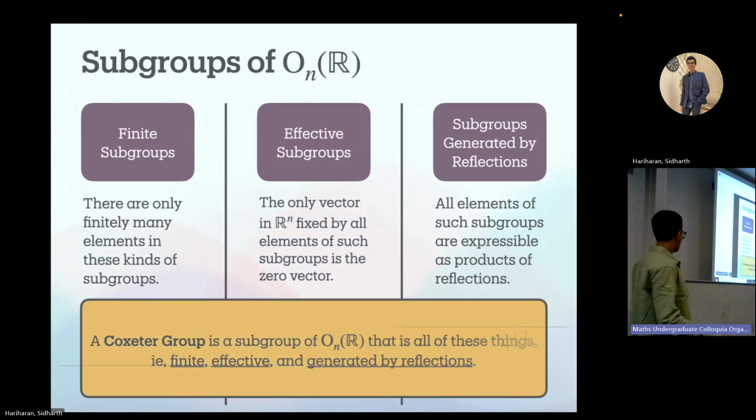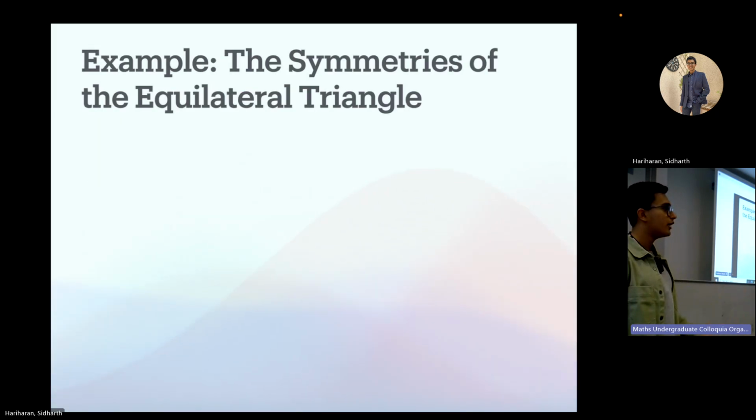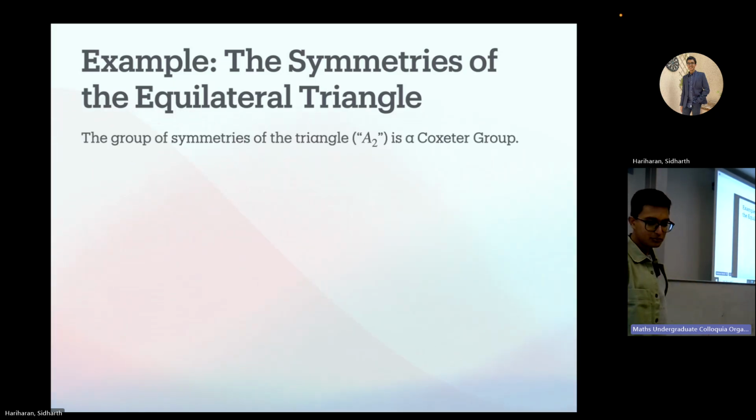A Coxeter group, which is what this talk is about, is a subgroup of O_n. It is all of these things. So it is finite, it is effective, and it's generated by reflections. So that's what a Coxeter group is. Okay. I think this is a little abstract, so why don't we look at a very concrete example in 2 dimensions, which is the symmetries of the equilateral triangle. The group of symmetries of the equilateral triangle is usually denoted A_2.